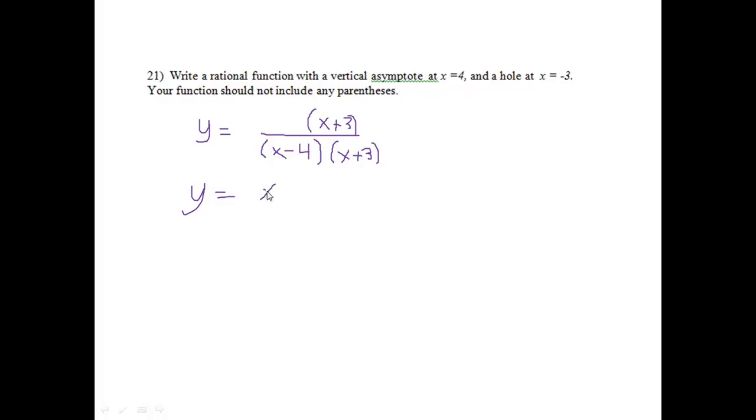So I'm going to have x plus 3, and again, I apologize for my sloppy handwriting. I'm trying to write this with a mouse click, which is pretty interesting. Okay, so I have x squared. I'll get plus 3x minus 4x, which will give me minus x, and then minus 12. So that's what a possible function would look like.